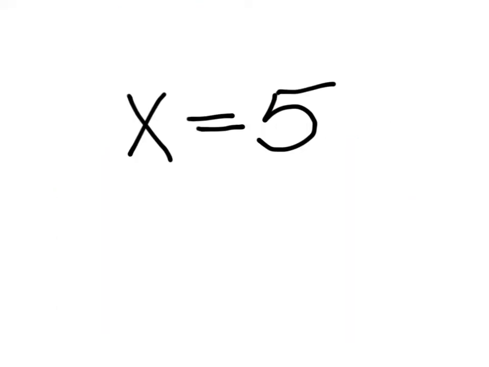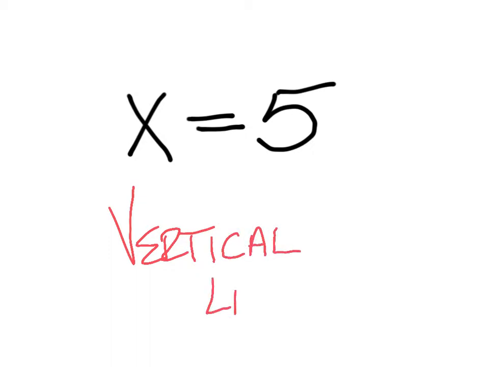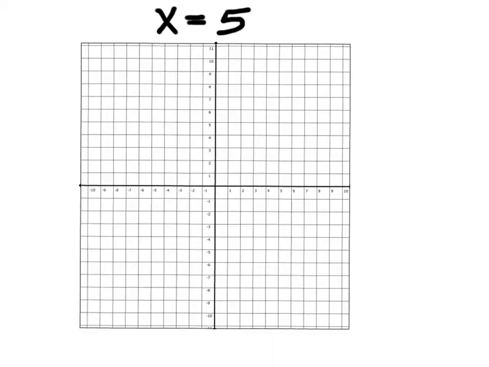You have to be able to graph something like x equals 5. Anytime you see x equals just a number, and that's it, this is going to be a vertical line through 5 on the x-axis. So here it is with the graph paper. If x equals 5, then you have to go to 5 on the x-axis. And there it is.